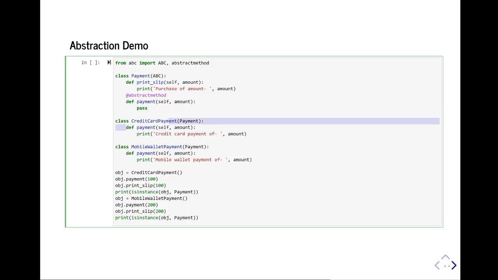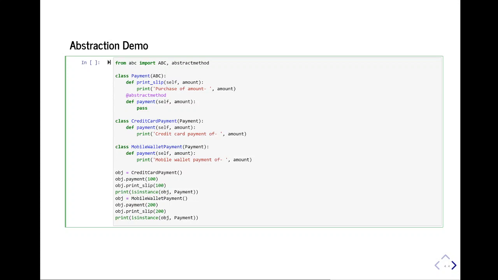So we say def payment, the amount, same input here, but now we print out credit card payment of the amount that was specified. The same thing happens with mobile wallet payment: we inherit from payment, which is our base class. It gets all this information, and then we override payment to make it fit the logic that exists within the mobile wallet payment class. Now let's take a look to see what happens.